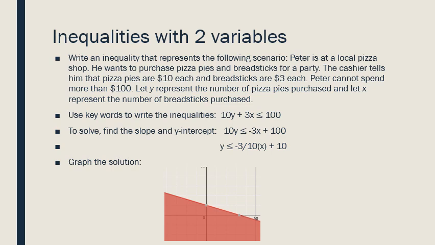Sometimes you do have inequalities with 2 variables, and that's okay, like the one that we showed before. That just means that you're going to have a shaded area that overlaps.